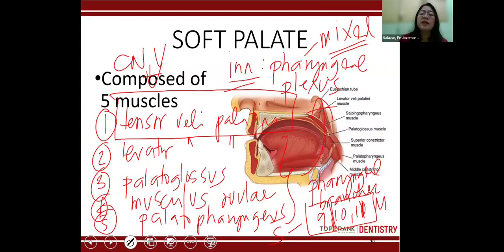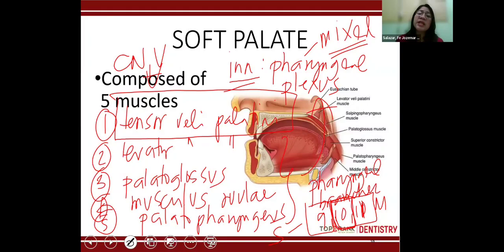What can you look for from the choices? You look for cranial nerve number 10. Yes, very good. The vagus nerve. So if you know that a structure is innervated by the pharyngeal plexus and you cannot find the pharyngeal plexus on the choices, look for the vagus nerve, cranial nerve number 10.